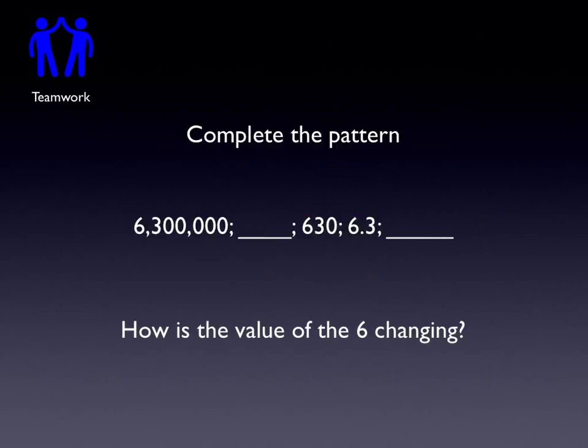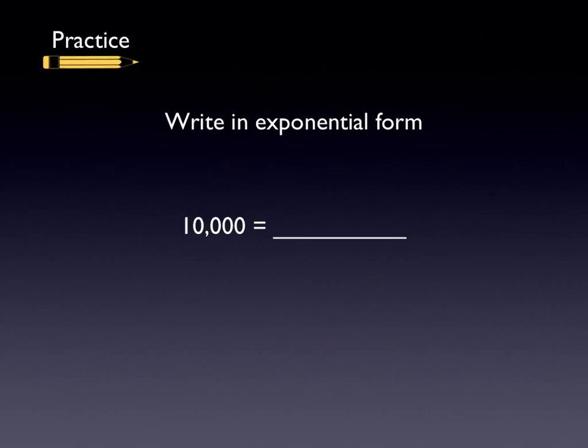Now in this pattern, it looks like the value of the 6 is changing. It's getting 100 times smaller every time. So we're dividing by 10 twice, or by 10 to the second power. So we're going to move from 6,300,000 to 63,000. Then 630, 6 3/10, and 63 hundredths.